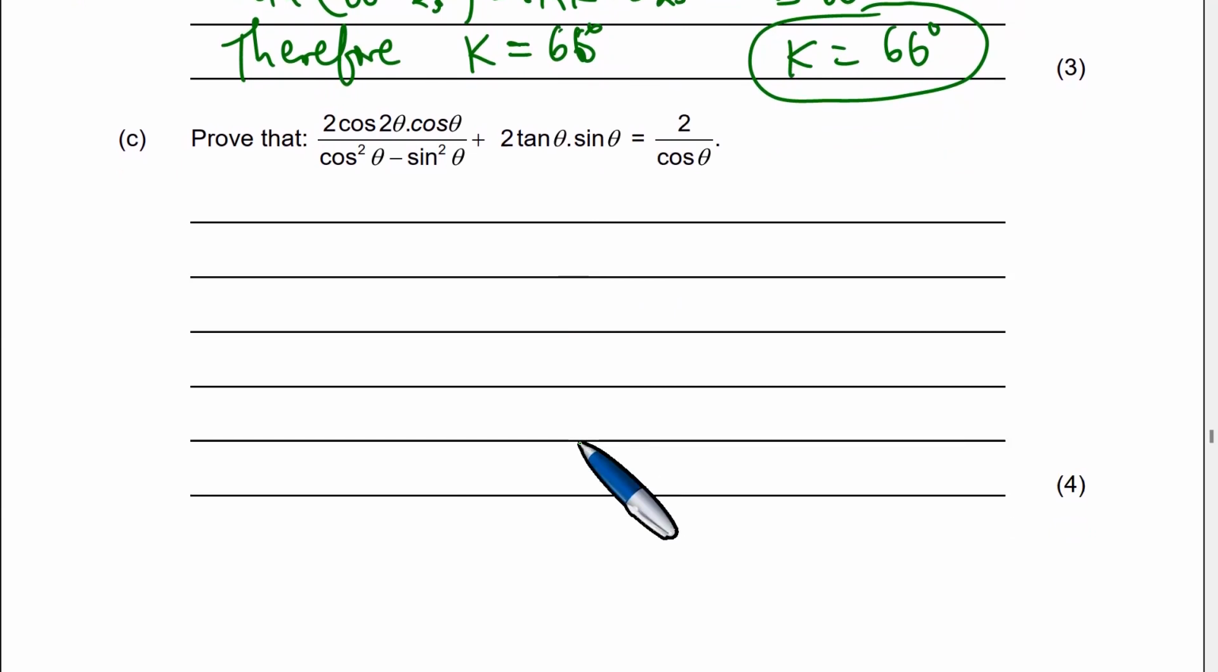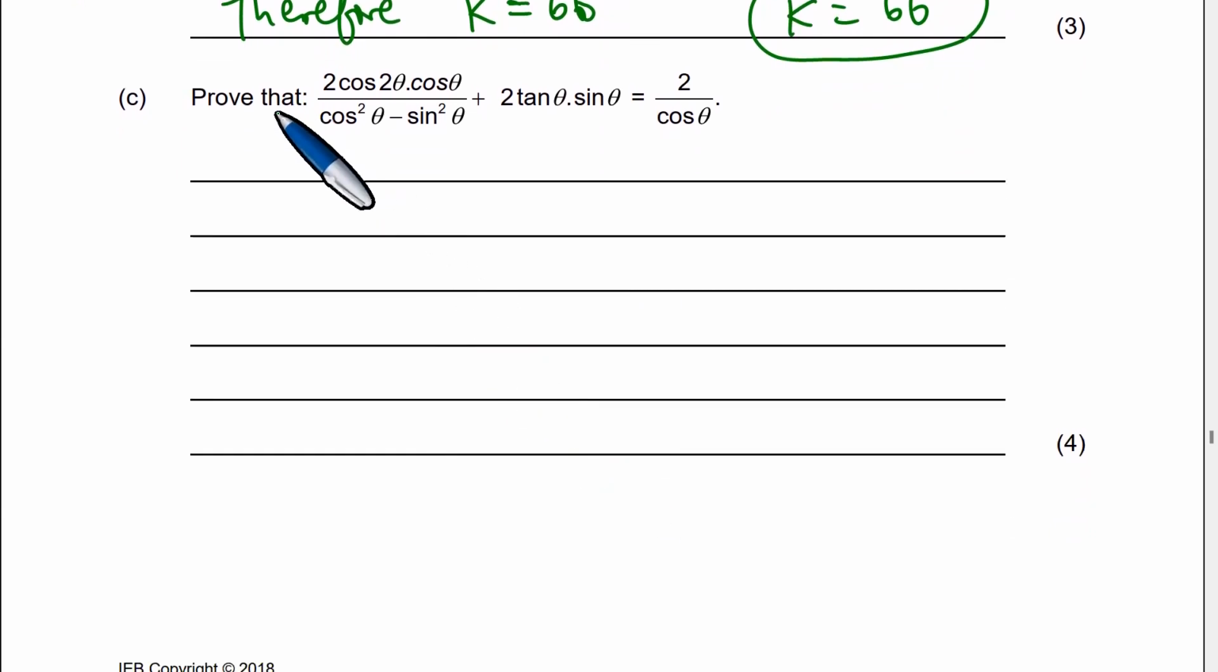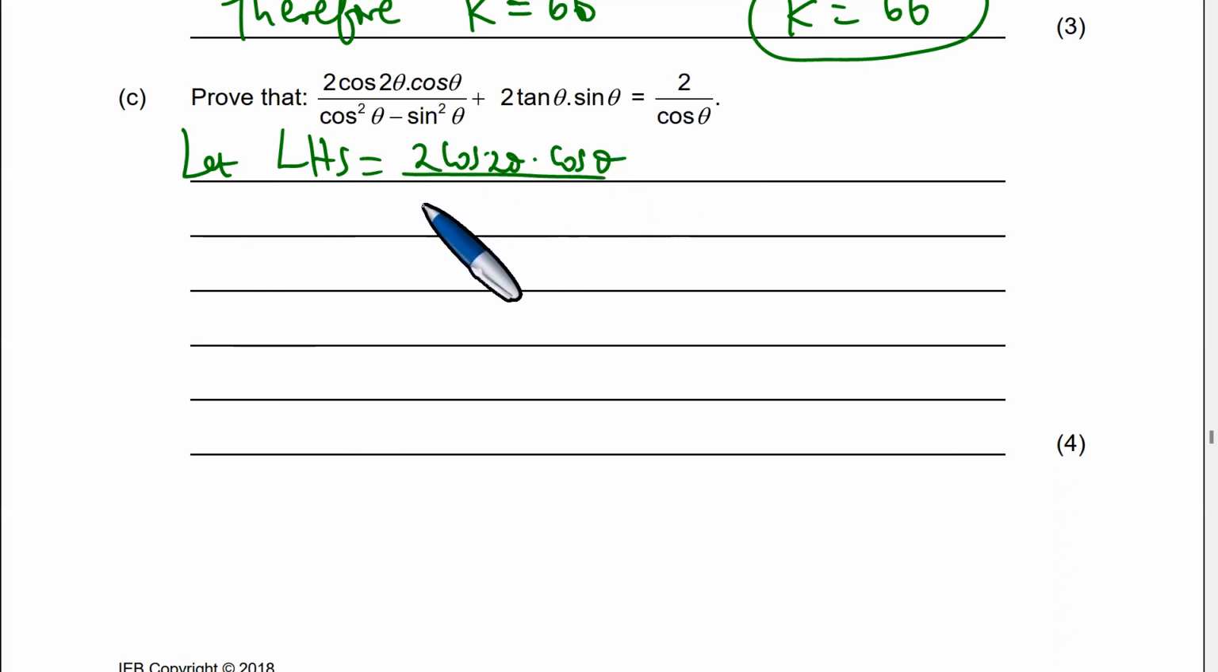Next question, you need to prove this one. You need to prove that this is equal to 2 over cosine theta. Let's take the most complicated side, so let the left-hand side, which is 2 cosine 2 theta, cosine theta, divided by cosine squared theta minus sine squared theta, 2 tan theta.